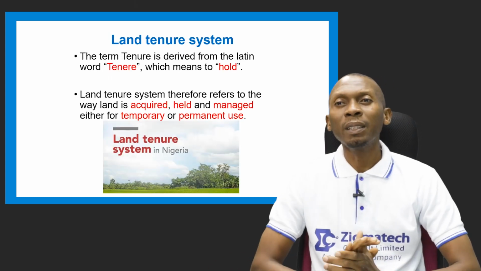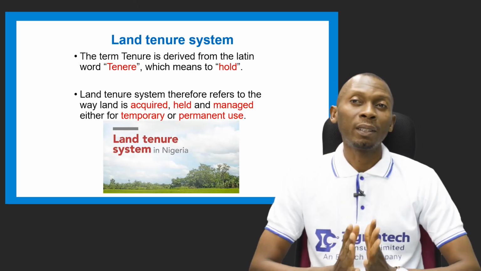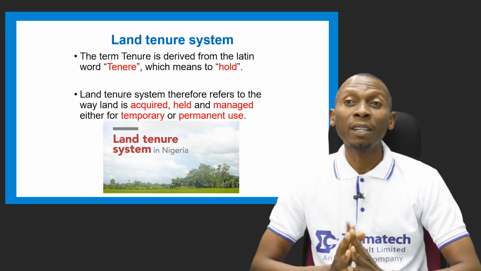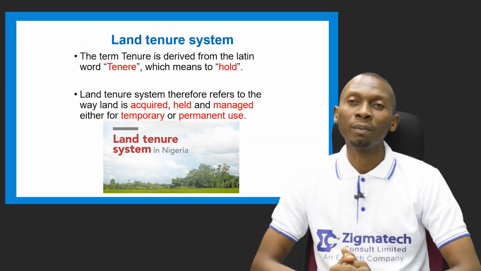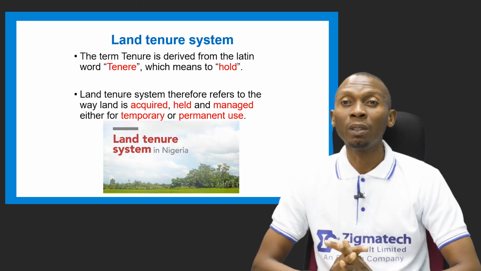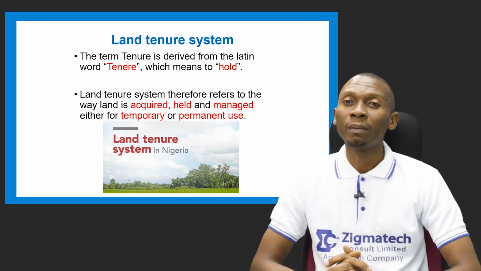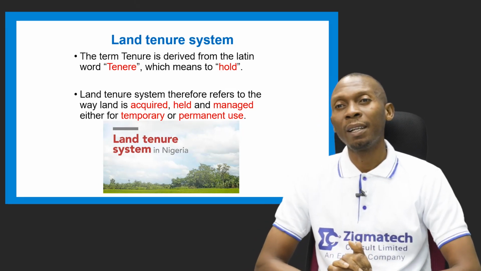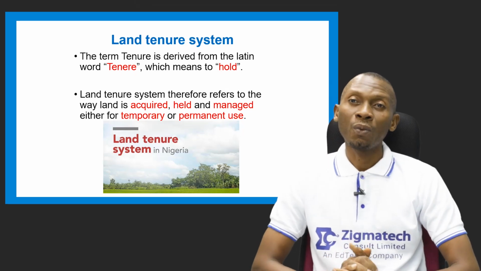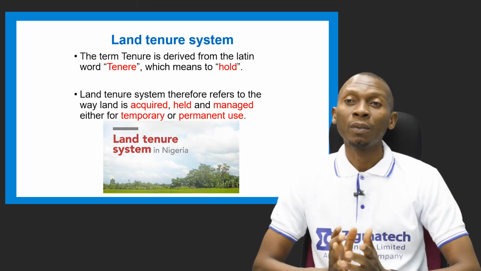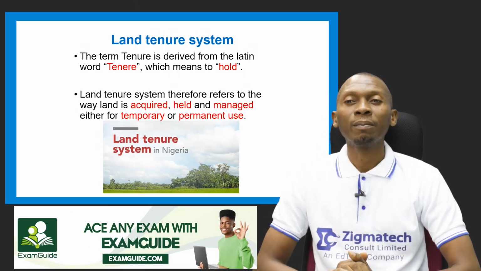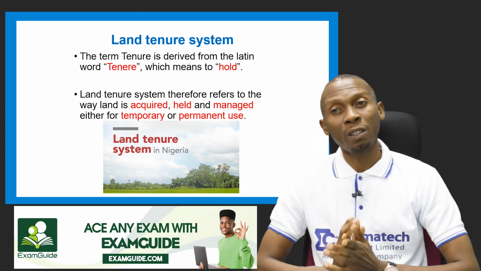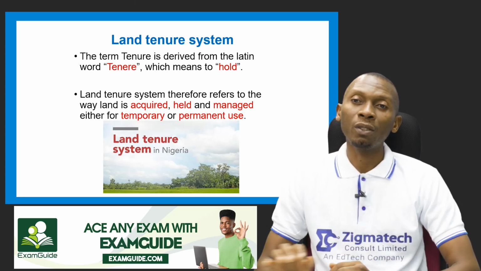So let's start with this. What is land tenure system? The term tenure is derived from the Latin word tenere, which means to hold. So it has its origin in the Latin word tenere. Land tenure system refers to the way land is acquired, held, remember from the word tenere, means to hold. The way land is acquired, the way land is held, the way land is managed, which could either be for a temporary or for a permanent use.